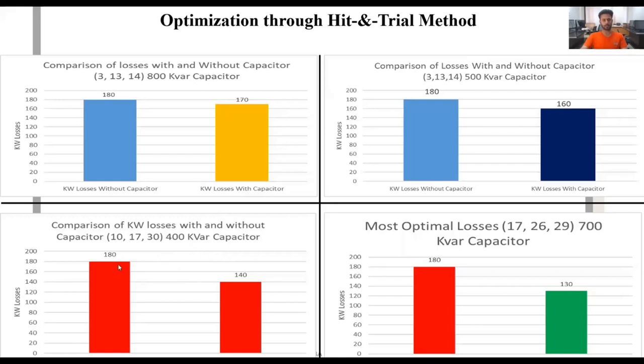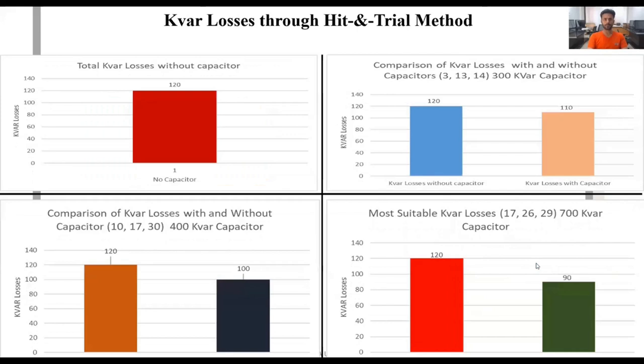Like the nominal system losses are 180, and we have achieved 140 losses. However, these are not the optimized results. You can see in figure 4, these are the optimized results. We have placed capacitors on buses 17, 26, and 29 of rating 700 kVAr, through which we have achieved 130 kilowatt losses, which are the optimized results of our project.